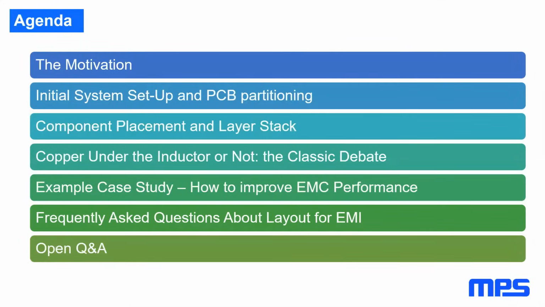The agenda for today: we will have a look at initial system setup and PCB partitioning. We will have a discussion of component placement and the layer stacking. And we look into the classic debate, copper under the inductor, yes or no. And then we go through an example case study of a buck converter layout that is good but not optimum, and see step-by-step improvements of the EMC performance. At the end, I have a few frequently asked questions that I answer, and then I'd like to try to answer all your questions that you enter during the session.